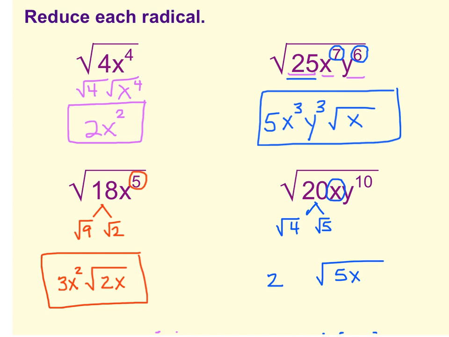And then y to the 10th, how many groups of 2 can you fit into 10? 5 of them. So y to the 5th, and did you have any leftover y's? No, you did not, so that's our final answer.